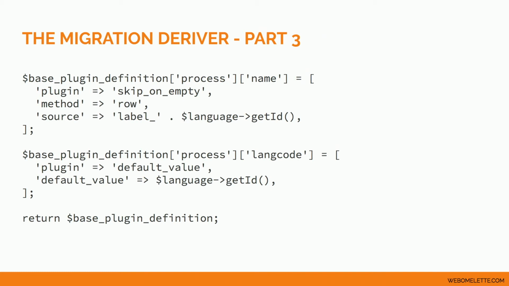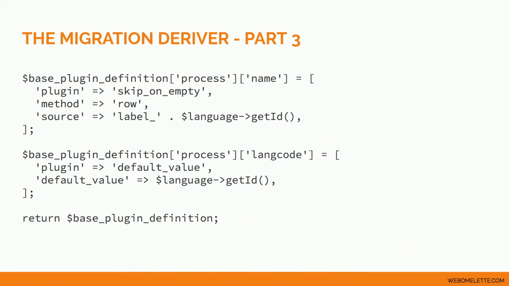So that's pretty much it. You can check out this plugin to see the documentation of that. And then the other one we have to map is the language code. Use again the default value plugin, and we just prepare it to the language code. This is normal, each translation has to have a language code. And then we just return it.